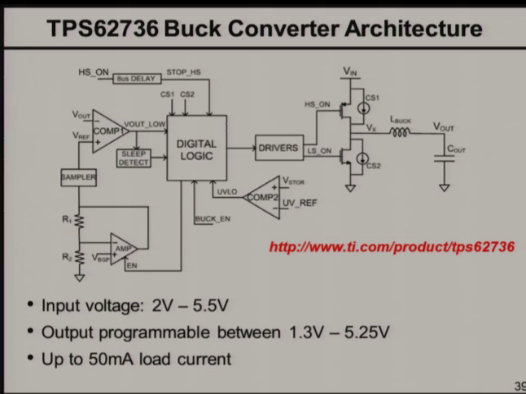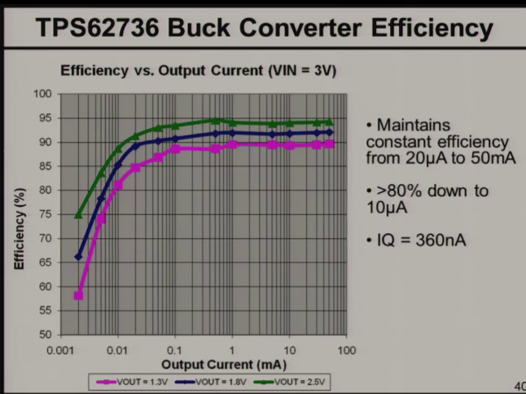And the architecture is very similar to the charger that was described. It just operates in reverse. Instead of regulating the input, it regulates the output. And if you look at the typical efficiency number of such a converter, we're talking about close to 95% efficiency all the way up to 50 milliamps.